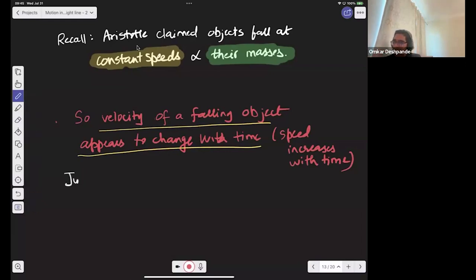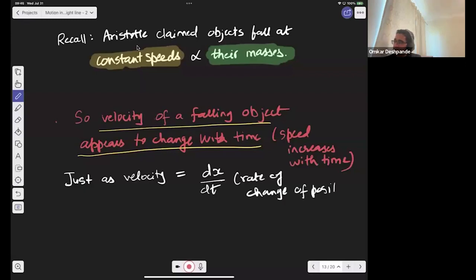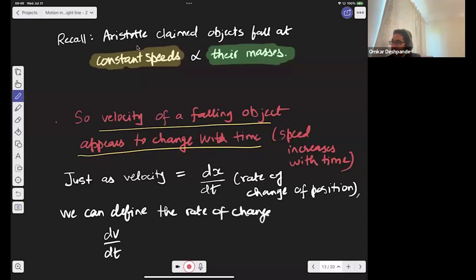Now, just as velocity itself was captured by defining it as the rate of change of position, we can define a new quantity as the rate of change of velocity, dv by dt, and give it a name, namely the acceleration.